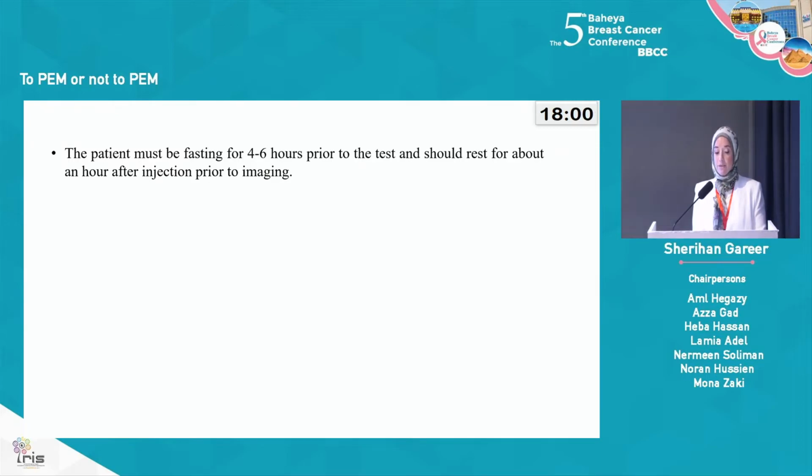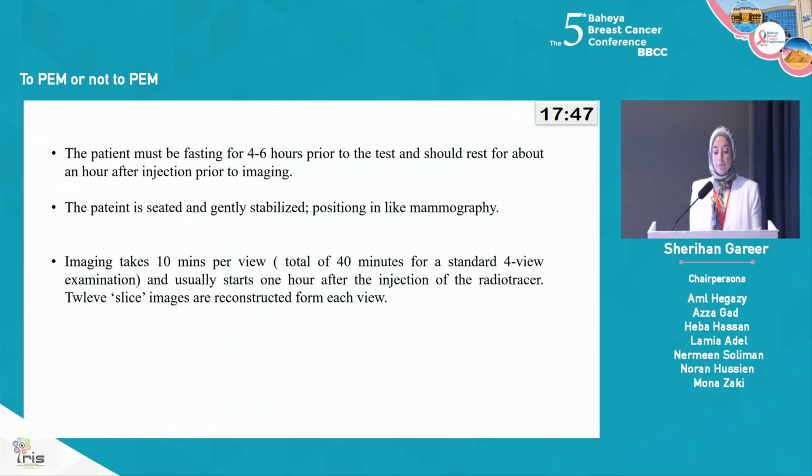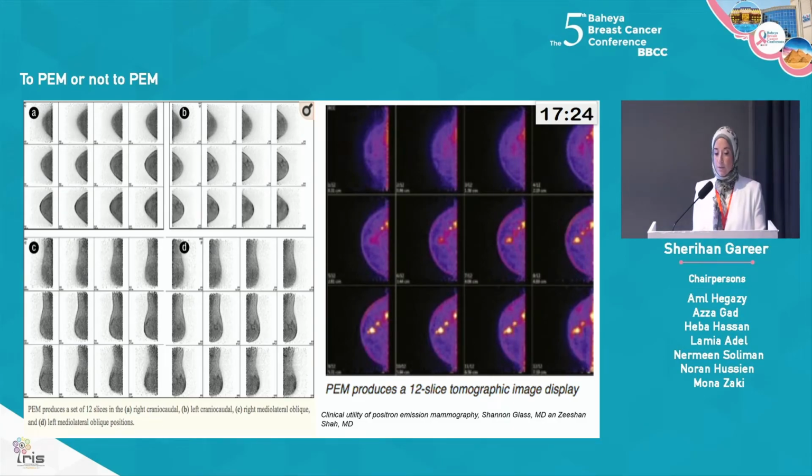The patient must be fasting for 4 to 6 hours prior to the test and should rest for about an hour after injection. The patient is seated and gently stabilized. Positioning is similar to mammography. The imaging process takes around 10 minutes per view with a total of 40 minutes, and usually starts 1 hour after the injection of the radiotracer, with 12 sliced images reconstructed from each view. The three-dimensional tomographic image set provides a detailed location of normal and abnormal FDG uptake, as well as features or architectural patterns of any abnormal uptake. And these are the slices that we get at the end of them.